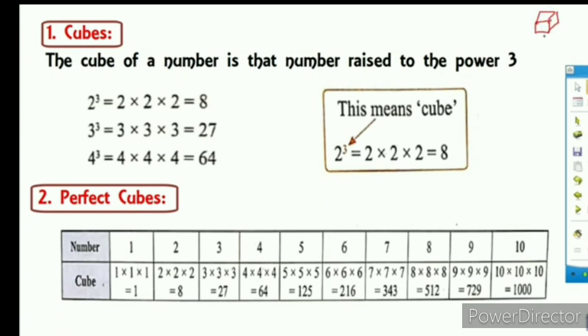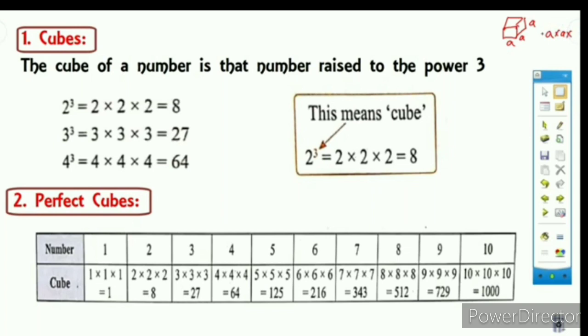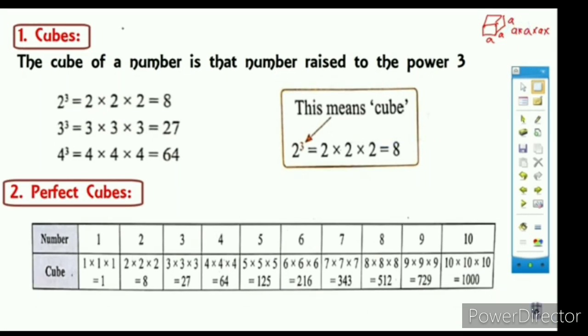It has 6 faces, 8 vertices and 12 edges. Then we know the volume of a cube is A into A into A, equal to A cube, because all 6 faces are square in shape, so all length measures are equal. A is the measure of each side. If we multiply length, breadth and height, we will get the volume, that is A into A into A equal to A cube. This volume of a cube gives the meaning of cube numbers.